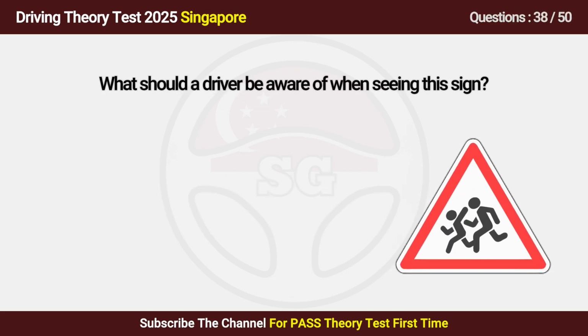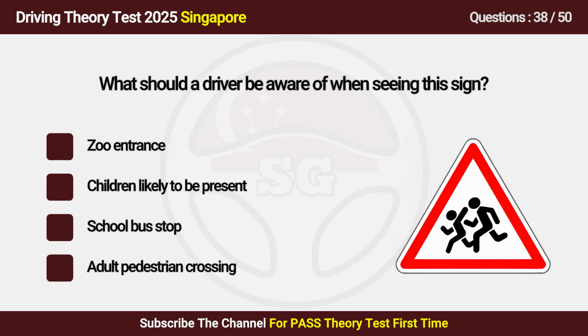Question 38. What should a driver be aware of when seeing this sign? A. Zoo entrance. B. Children likely to be present. C. School bus stop. D. Adult pedestrian crossing.